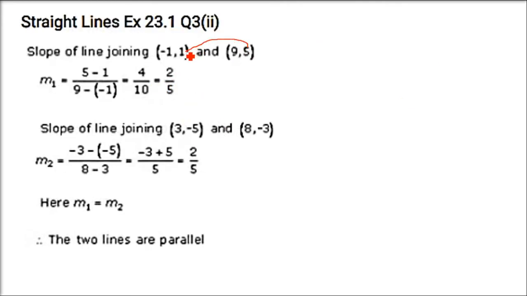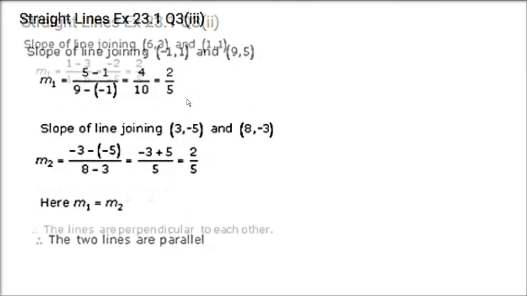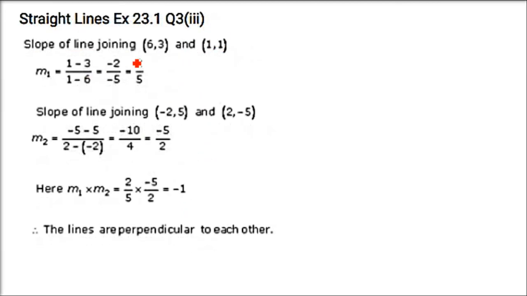The next one also you have to do the same thing. y2 minus y1 by x2 minus x1. For the first one, m1 is going to be 2 by 5. Again, you have minus 3 minus of minus 5, and 8 minus 3, divided by 8 minus 3. So minus 3 of minus 5, that is minus 3 plus 5, divided by 8 minus 3, that is 5. So 5 minus 3, that is 2. 2 by 5 you are going to get. And m1 and m2 are equal, so they are also parallel.